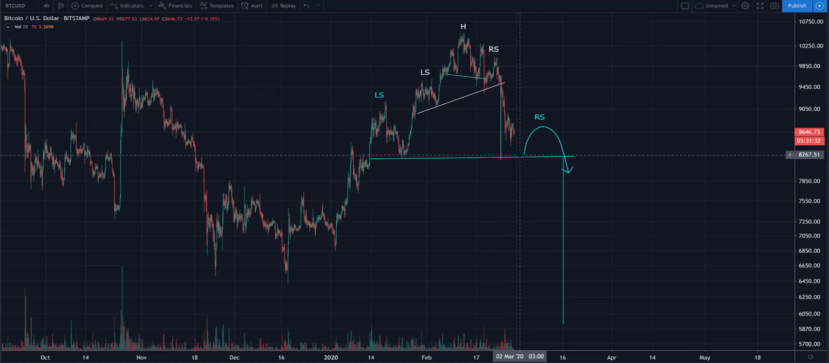The reason why I think that's not probably likely is because Bitcoin does not know how to correct quickly on an intermediate or higher level of a trend. So it'll likely take time. It has to eat time.